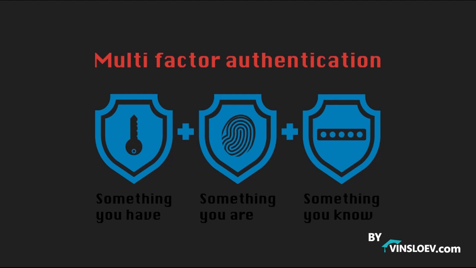There are these three areas, and whatever else you can try to imagine, you can somehow also fit them into these three main boxes. So, something you have, that is for example an ID card or a physical token that you need to present to get access to something, and something you are is for example fingerprints and eye scanner, or something that is uniquely to you as a person. And then we have something you know, which is our usernames and our passwords.